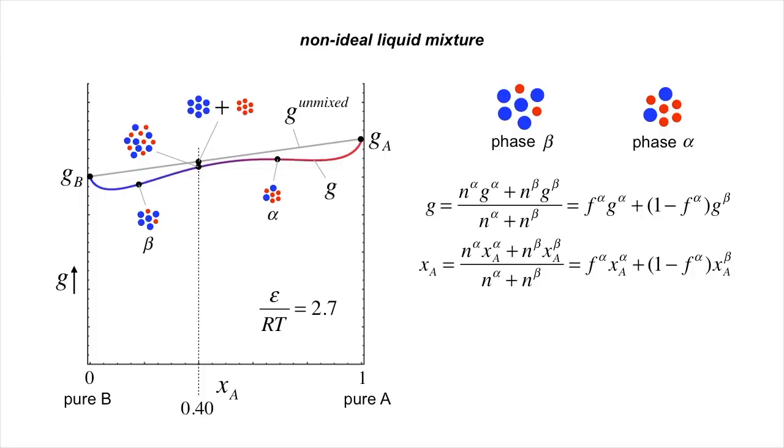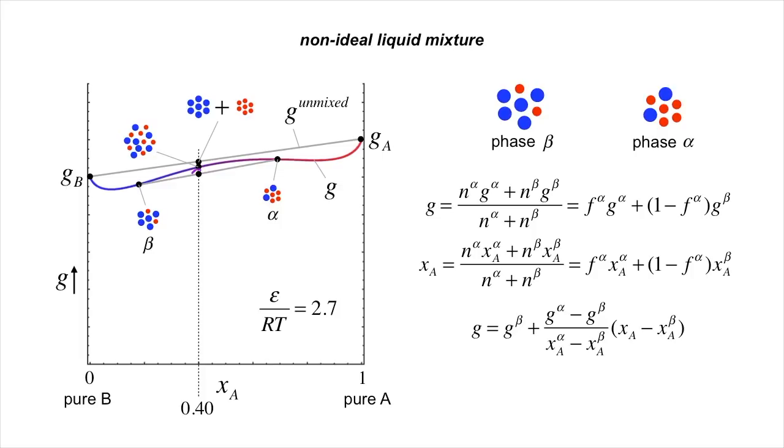Recall that if we have two phases, we can express the overall intensive properties of the system as a weighted average of the intensive properties of the individual phases, where the weighting factor, F alpha, is the fraction of the total system moles that are in phase alpha versus phase beta. Applying this relationship to both Gibbs free energy as well as mole fraction, and then solving to eliminate F alpha, we see that Gibbs free energy will be a linear function of XA, given by a straight line connecting the points along G corresponding to phases alpha and beta.